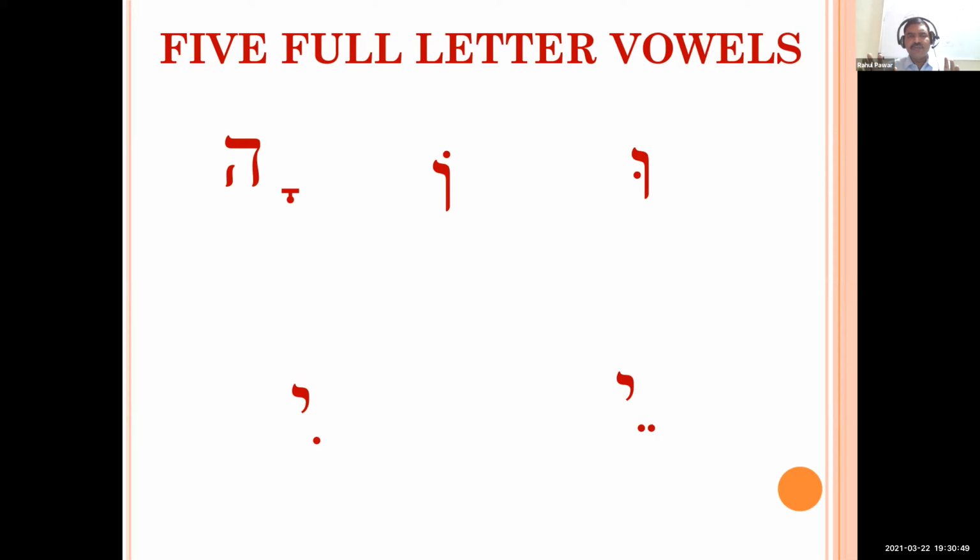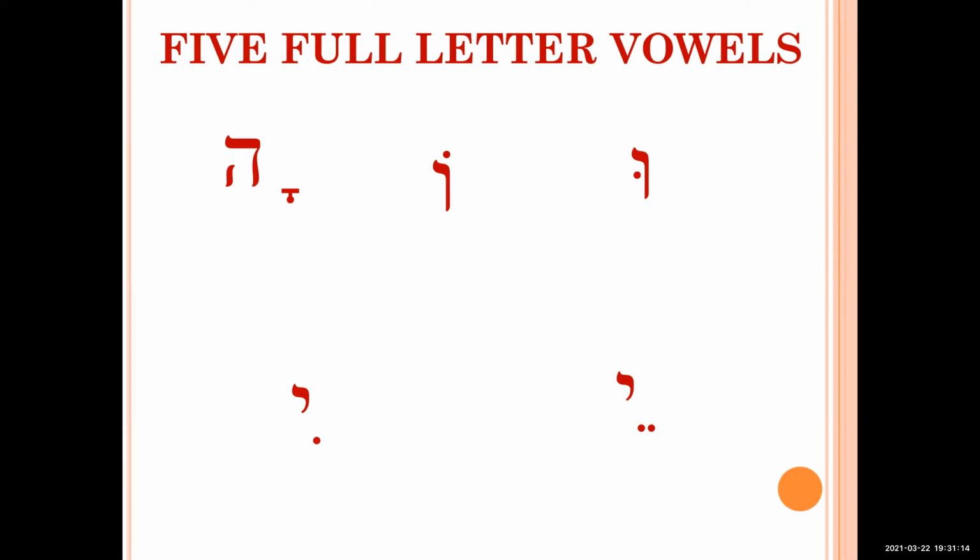It is very easy to learn. You just have to remember Hey, Vav, and Yod. These 3 letters you have to remember. For Hey, it is Komets Hey. For Vav, it is Holam Vav and Shurek. And for Yod, it is Hirek Yod and Sere Yod.